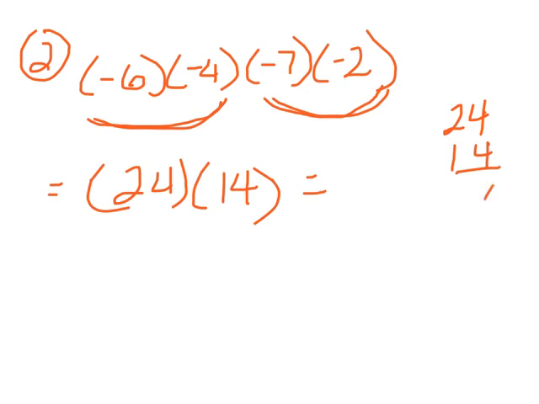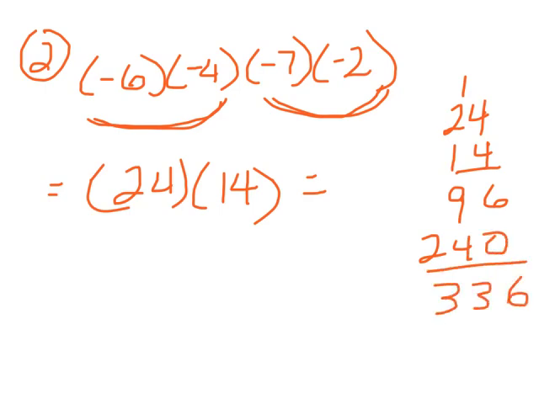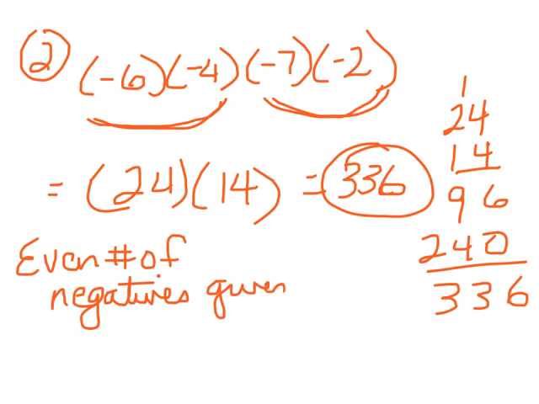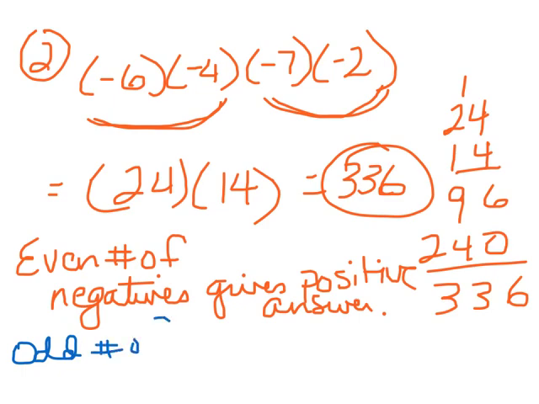And let's multiply this out and see what we get. What is that, 96 and 24, 336? Is that what you got? Okay, so positive 336 on number 2. So we could say an even number of negatives gives a positive answer. And an odd number of negatives gives a negative answer.